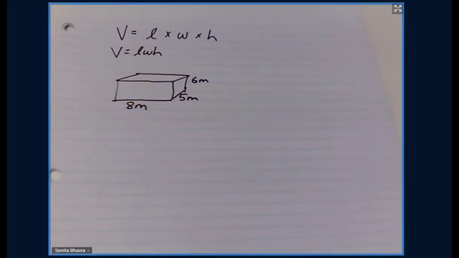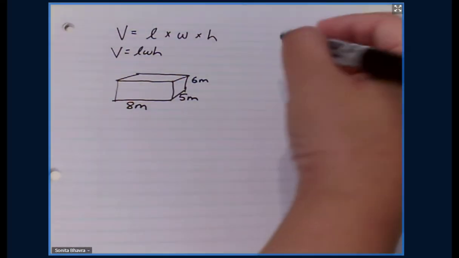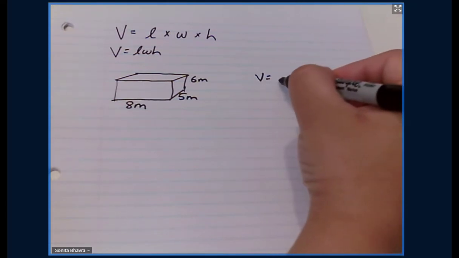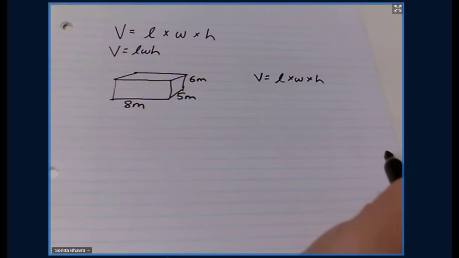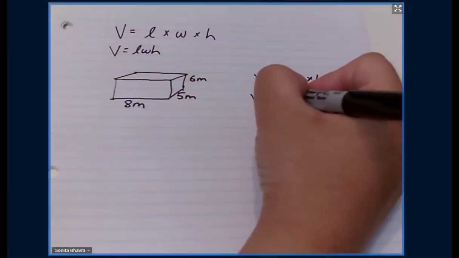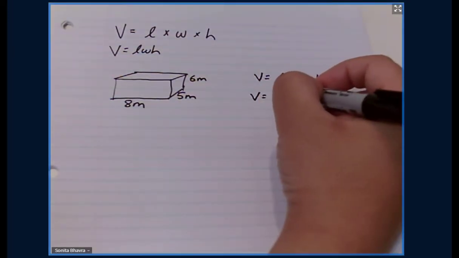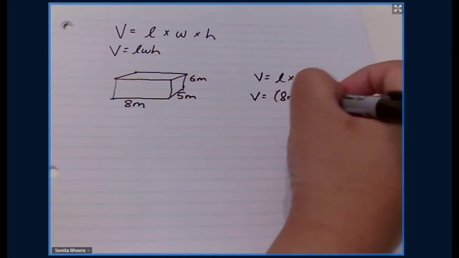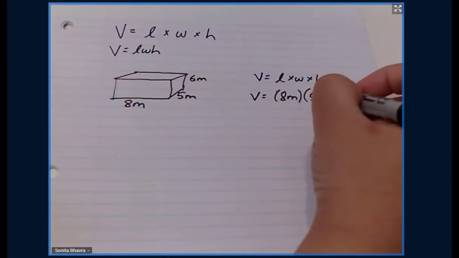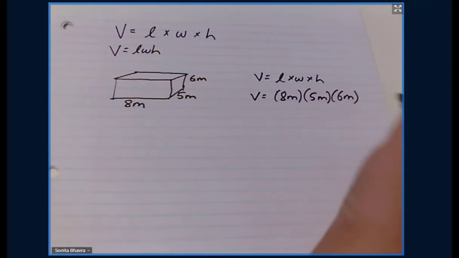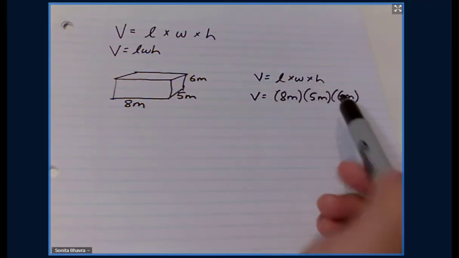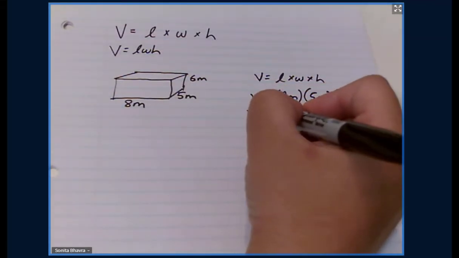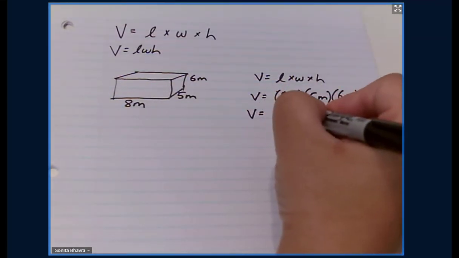All right, so calculating the volume of this rectangular prism, all we have to do is use our formula, which is length times width times height. So just substitute in our values. Our length is 8 meters, our width is 5 meters, and our height was 6 meters. So we just got to multiply those three numbers. 8 times 5 times 6, that gives me a volume of 240.